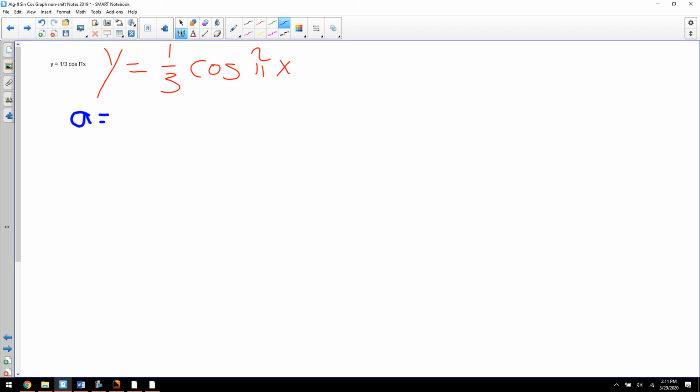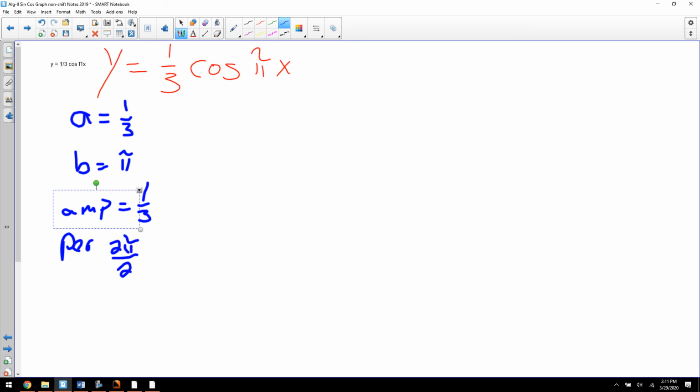Our A value is 1/3. Our B value is pi. So that means my amplitude is 1/3, and my period is going to be 2 pi over pi, so it's just 2. Draw our little graph in.